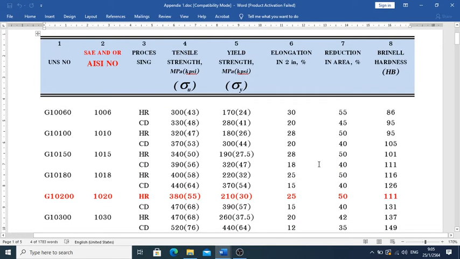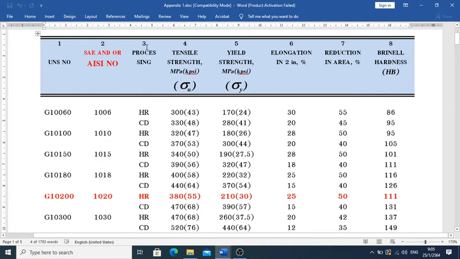Let's see. The first column is UNS, which I mentioned. SAE and AISI combined a new concept together and put on a new number. It's not popular, so it means nothing nowadays. In column number two, SAE or AISI is very popular, the same thing that we just called it.